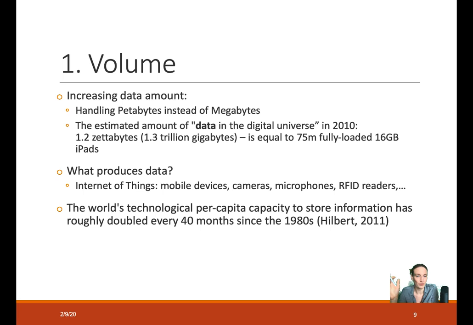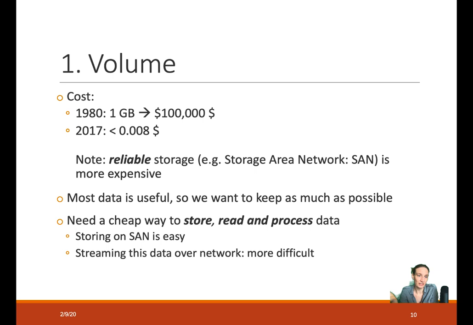There've been some people trying to capture just how much data we have. It's pretty much impossible. But Hilbert, for instance, said that the world's capacity per capita to store information has roughly doubled every 40 months since the 1980s. If we look at the cost for 1 gigabyte of data back in 1980, that would have been $100,000. In 2017, it's $0.008. It's even less today.